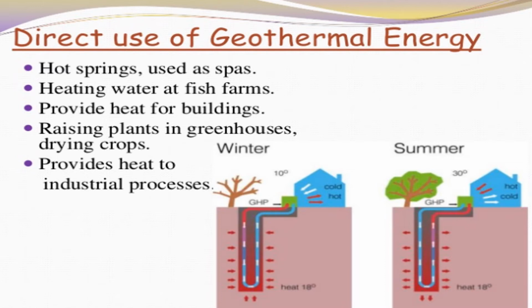It's actually insulation, so it makes our environment hot. Like in cold countries, people use this type of heating for the environment. So they provide heating for the buildings, raising plants in greenhouses, drying crops, and providing heat to industrial processes. So these are the direct uses of the energy.